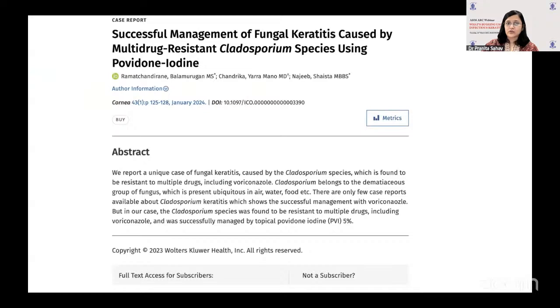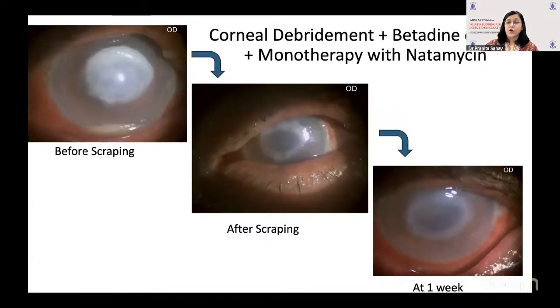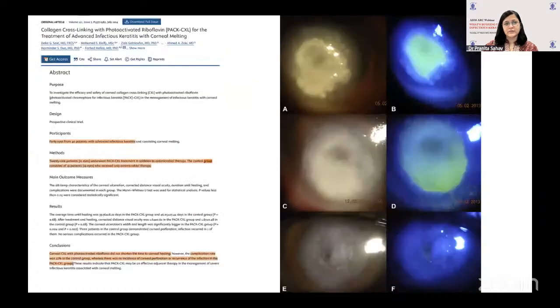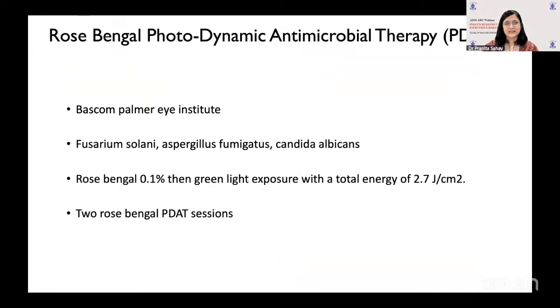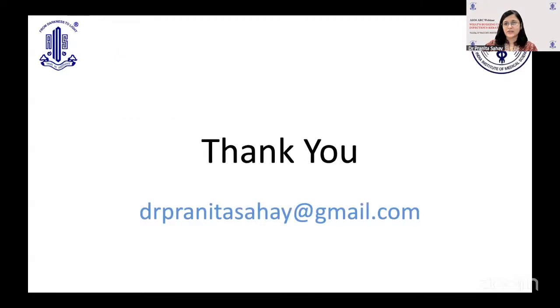But something that we should not forget is povidone iodine or betadine cautery and corneal debridement, which is a must in all cases of fungal keratitis, and that works wonders. So other than drugs, debridement and betadine cautery is something that you must do at every visit when you're treating these patients. PAC-CXL and PDT-based cross-linking phototherapy, fancy things, have been described, but are of limited use as of now in the current management protocols for fungal keratitis. So with that, I'll conclude, and thank you for your kind attention.